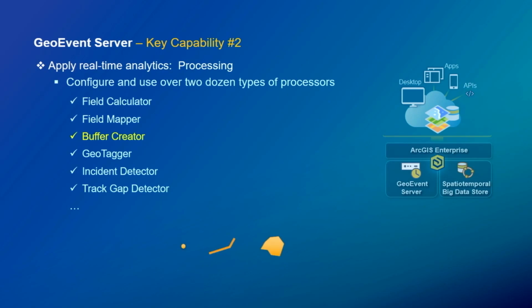The next one is the buffer creator. This one's a spatial operator that does what it says. It creates a buffer around an event. If you have a point, line, or polygon, it'll buffer that geometry by a certain amount, and then it'll either replace or append that geometry to the event as it's going through. You can think of this like if you have a lightning strike and you want to create a 5-mile buffer around it to look for facilities that might be impacted, you could use the buffer to do that.